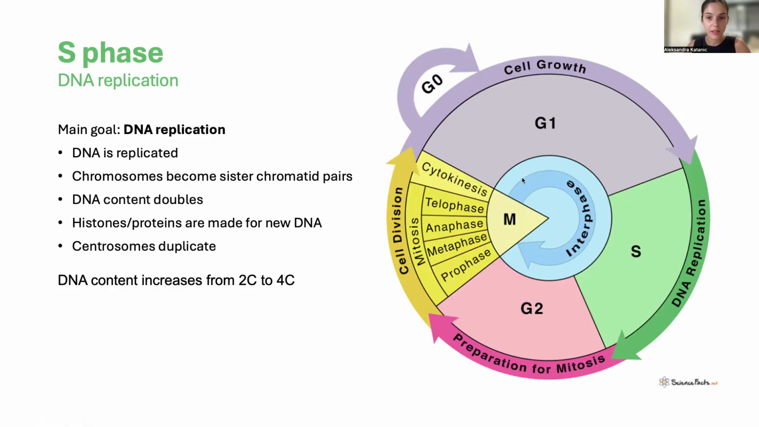In S phase, the main goal is DNA replication. The chromosomes become sister chromatid pairs. DNA content doubles. We call that going from 2C to 4C, as we can see down here. Histones and proteins are made for new DNA, and centrosomes duplicate.